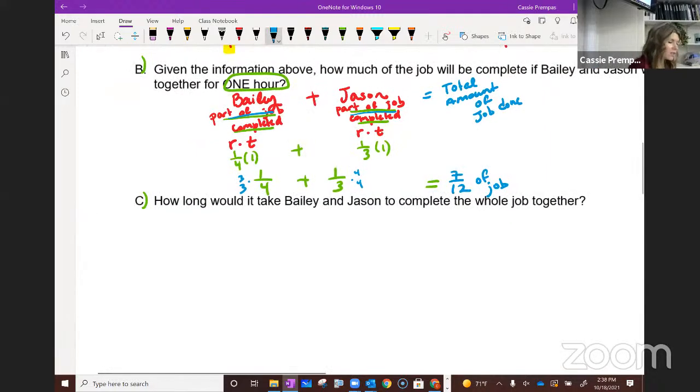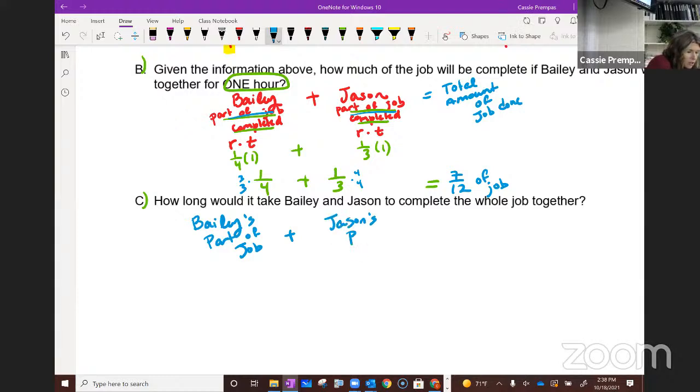Okay, here's how we can figure this out. So letter C, it says, how long would it take Bailey and Jason to complete the whole job together? So now what I'm looking at is Bailey's part of the job, her work on the job, plus Jason's part of the job. We want it to equal 1 whole job. So I don't want 7/12. I don't want 8/12. I don't want 9/12. I want 12/12. I want the entire job to be done.